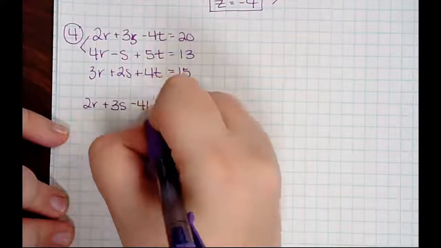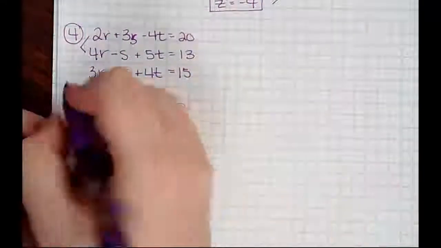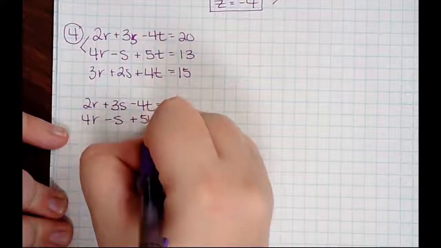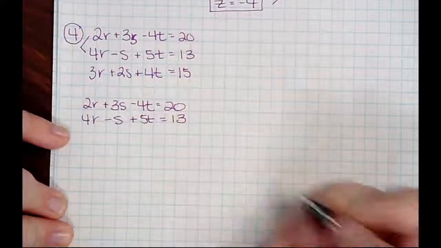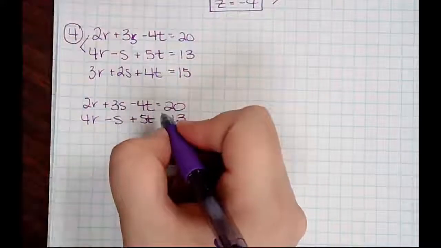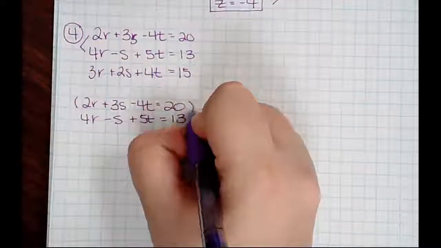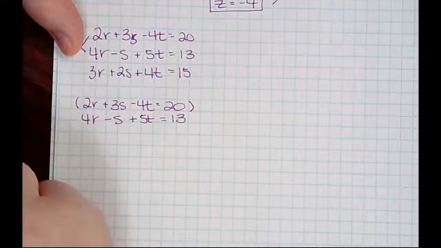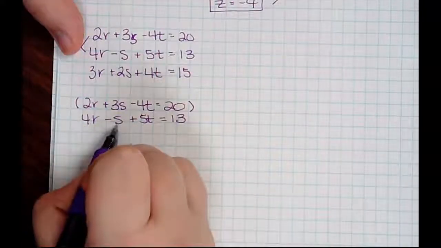4r minus s plus 5t equals 13. I'm going to multiply everything in this first equation by... actually no I'm not, because I see that the s's cancel out a little bit nicer here. I'm not going to multiply that first one. I'm going to multiply the second one.